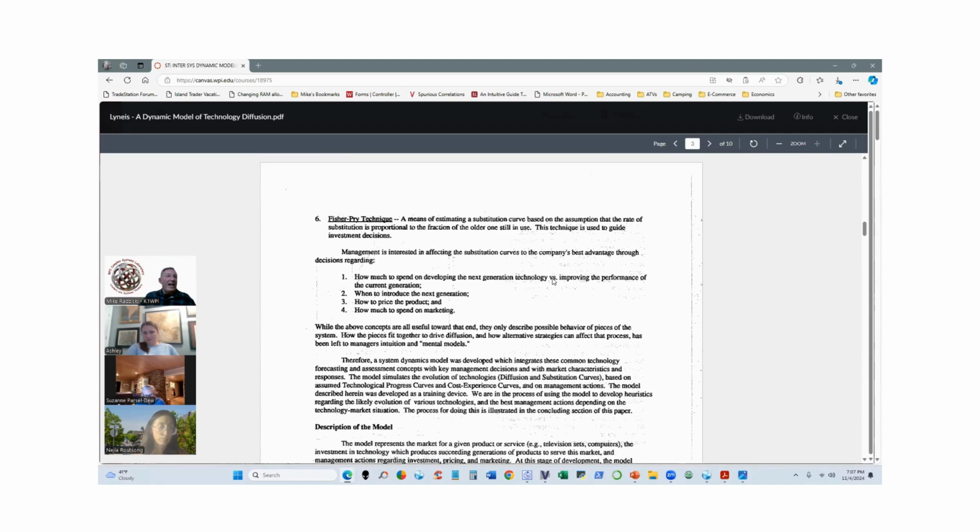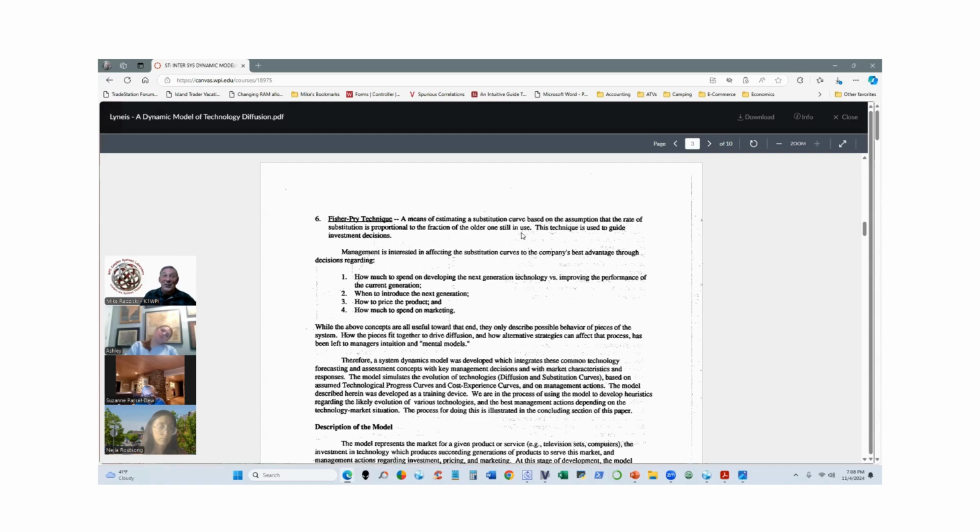The Fisher-Pry technique. What the heck is that? A means of estimating a substitution curve based on the assumption that the rate of substitution is proportional to the fraction of the older one still in use. So you have an installed base of something, right? And you're trying to get people to stop using the old one.